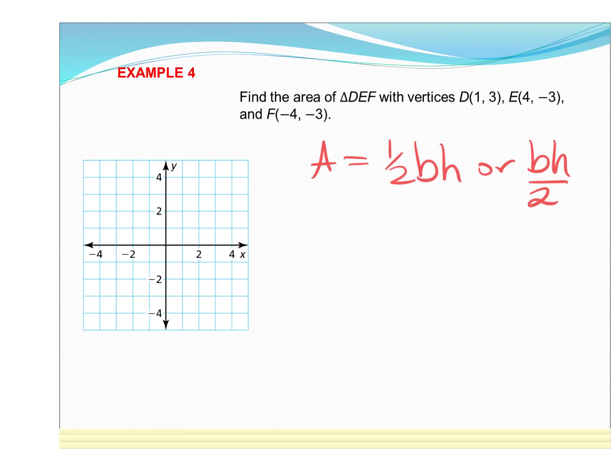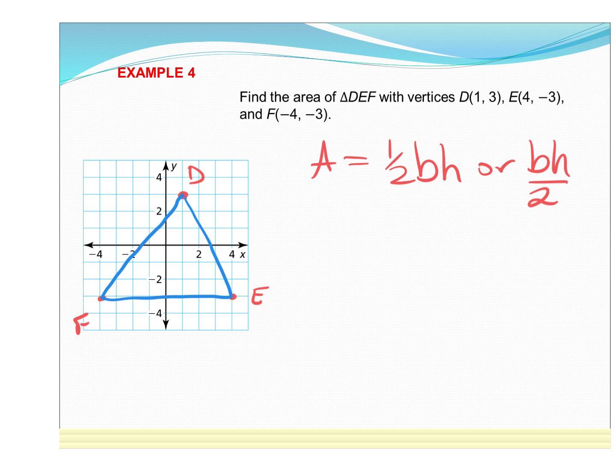I'm going to graph the ordered pair for D, which is +1, +3. And then E, +4, -3. And then F, -4, -3. I'll connect the 3 points and create my triangle.